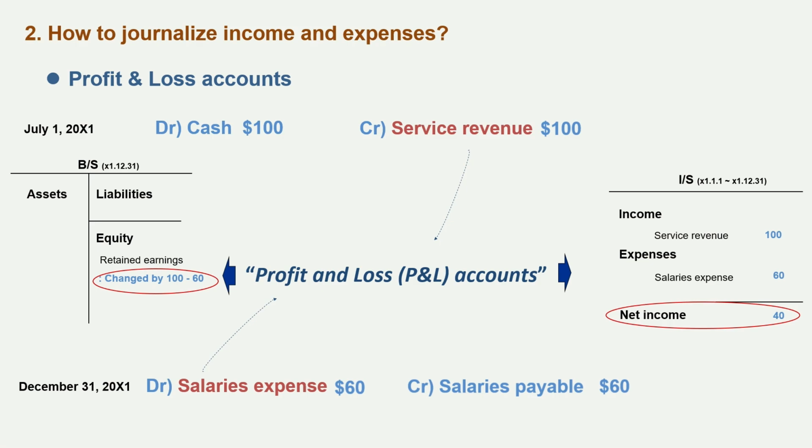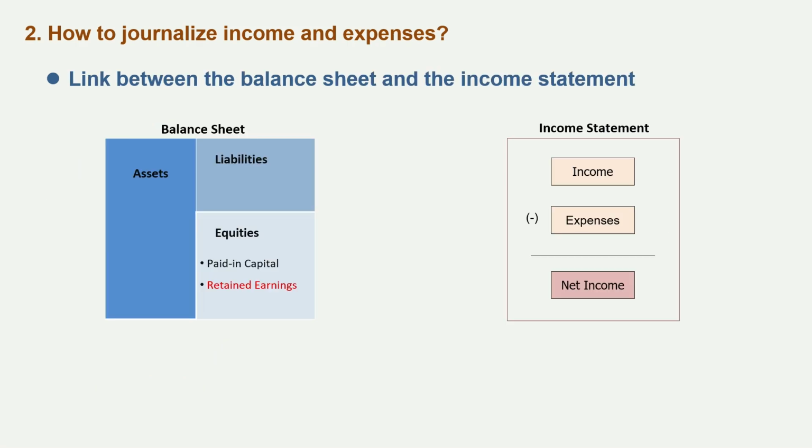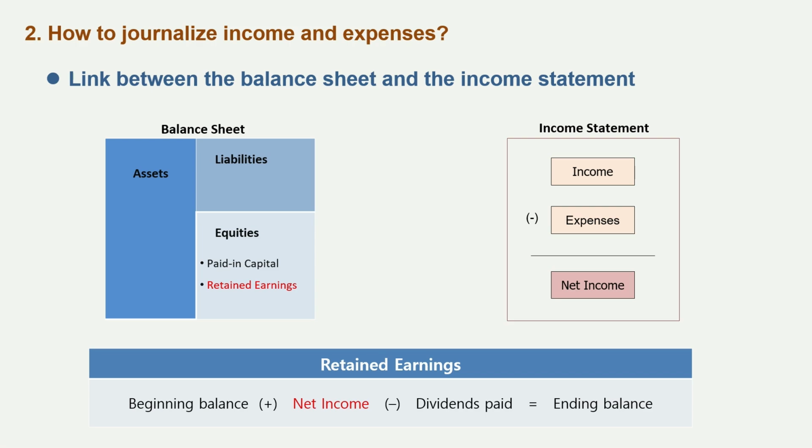Therefore, you can easily see that the bottom line net income in the income statement corresponds to the change in the retained earnings over a financial period. So you could say that the retained earnings account is the link between the balance sheet and the income statement. In general, the following equation holds for retained earnings. This shows us that income and expenses are the main cause of change in retained earnings. In summary, income and expense transactions change net assets and retained earnings on the balance sheet, and the income statement indicates the cause of the changes.